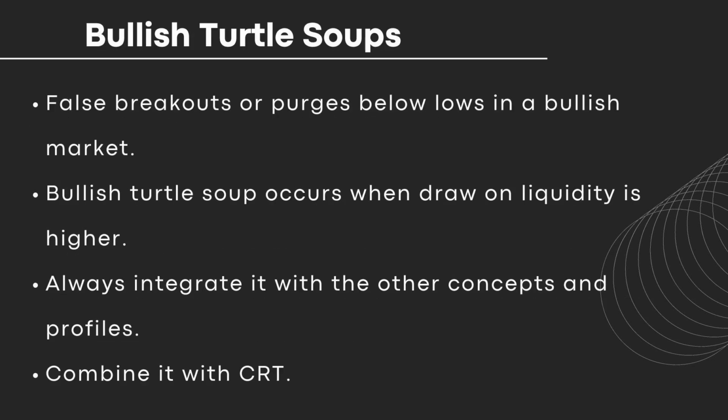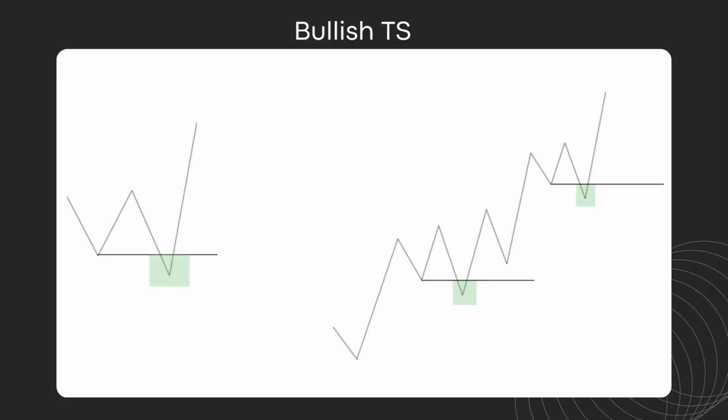So the first one we've got is a bullish turtle soup. Basically, bullish turtle soups are false breakouts or purges below lows in a bullish market or bullish market structure, right? Bullish turtle soups occur when the draw on liquidity and bias is towards the upside, right? Pretty obvious. Now make sure to always integrate these with other concepts to achieve the maximum results when trading bullish turtle soup, right? And last but not least, combine it with CRT, just like we did when trading ranges, right?